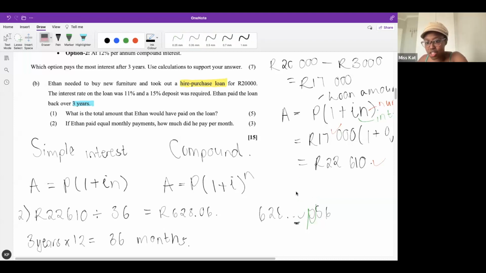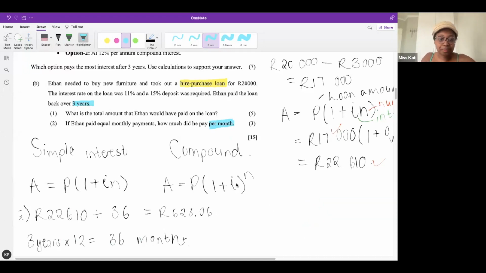Okay, patience, I see your question. We got the 12 from there being 12 months in a year. You see in the information, it says Ethan has to pay the loan back over 3 years. So I said, they asked for monthly payments. So in 1 month, how much is Ethan going to pay? So you're going to say in 3 years, we have 36 months because 1 year has 12 months. Okay. You see where the 12 comes from?